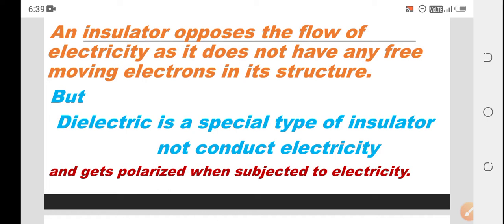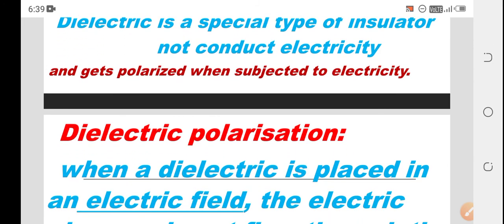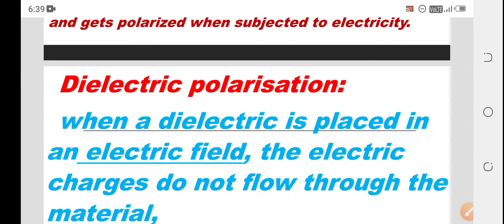But what happens when it is subjected to an electric field? It gets polarized when subjected to the electric field. Let's see what polarization is. Dielectric polarization is as follows.